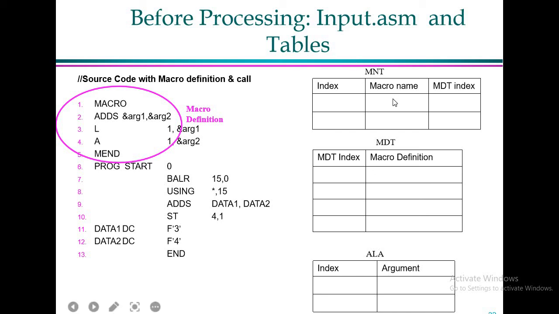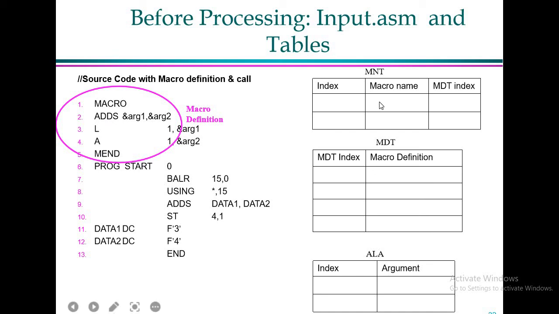Then after that, here is your macro name table. The macro name is adds, and the macro definition table contains the definition which contains adds, L, A, all the definition, and here you have to start indexing from 1, 2 and 3. In this given program only one macro is there and the name of that macro is adds. So here only one entry is present in the macro name table.